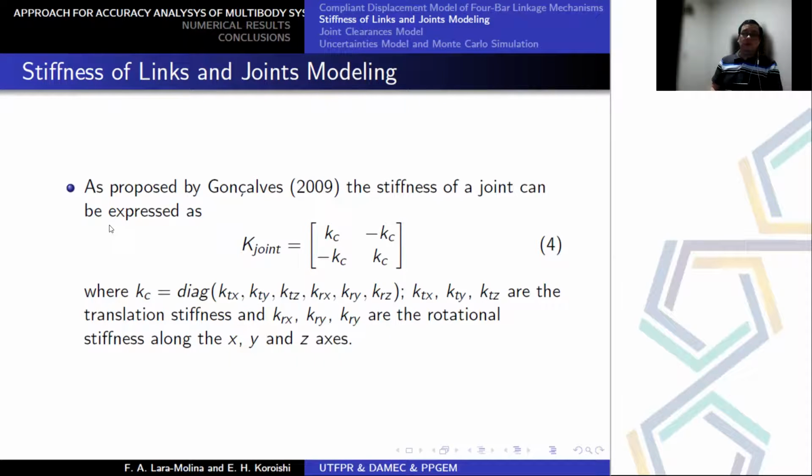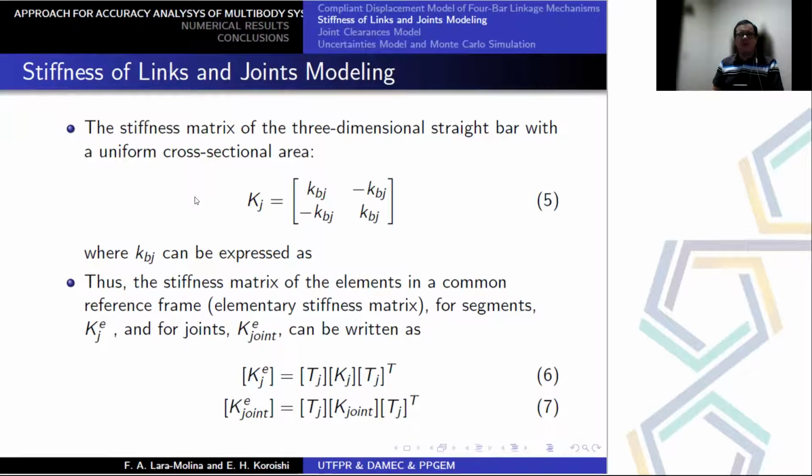Then in this matrix, we have the stiffness matrix of the joints. This matrix is a function of the translational stiffness and the rotational stiffness of the joints in the principal axes. Then is defined the stiffness matrix of the three-dimensional bar, which corresponds to the links. And finally, the stiffness matrices of the joints and the links are expressed in a common reference frame with the matrix TJ that is defined based on the kinematic model of the mechanism.